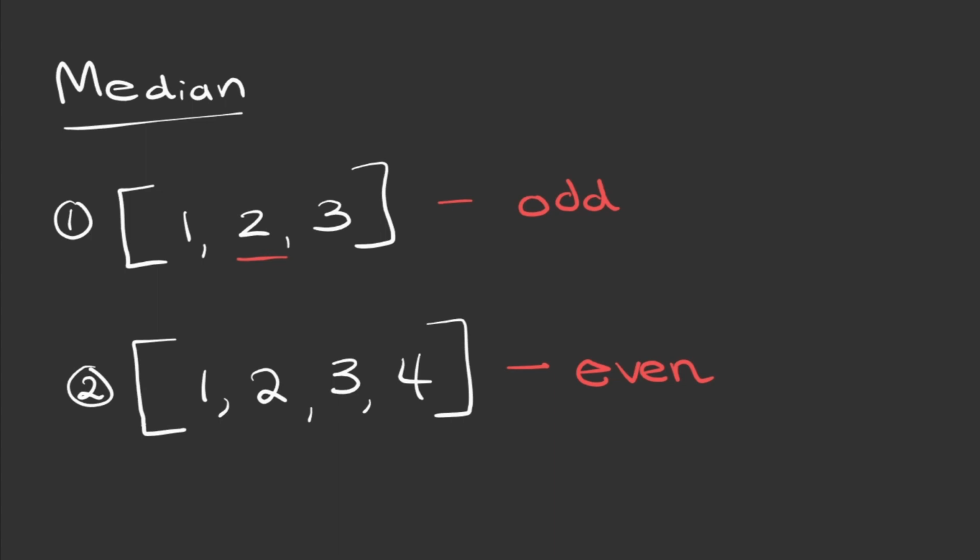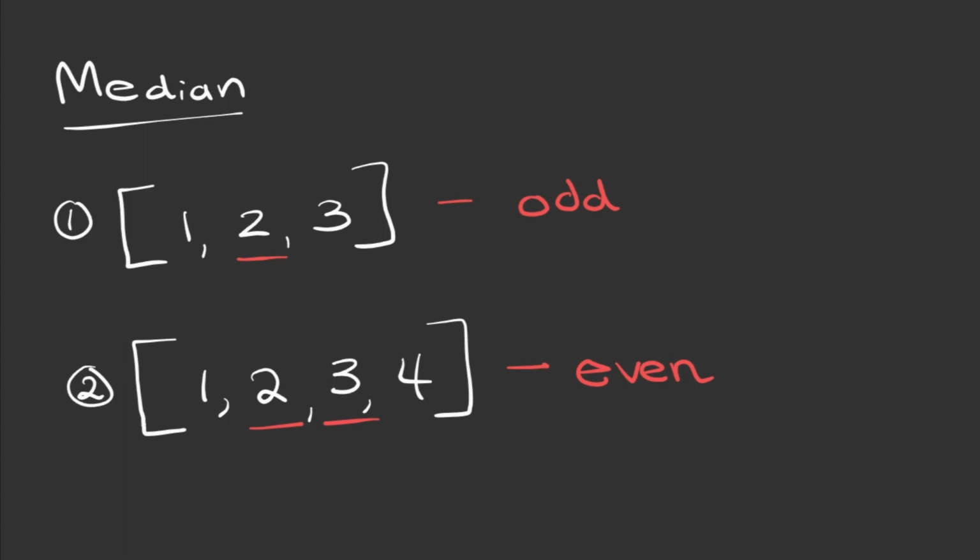However, when we have an array of even length, we take the average of the two middle numbers. So in this case, we have the middle numbers as 2 and 3. So we take the average of those. So 2 plus 3, and we divide that by 2, and we get a median of 2.5.